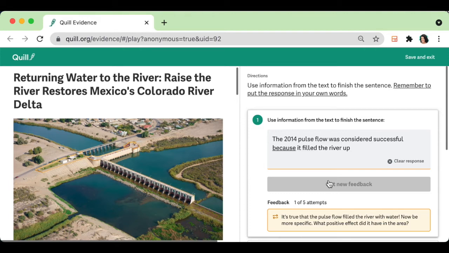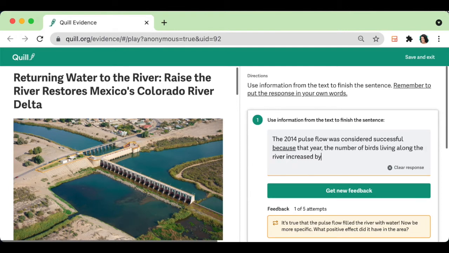So the pulse flow did fill the river with water, but the passage gives more concrete evidence than that. So we'll push them for more specificity here. So at this point, the student might write, because that year, the number of birds living along the river increased by 20%.